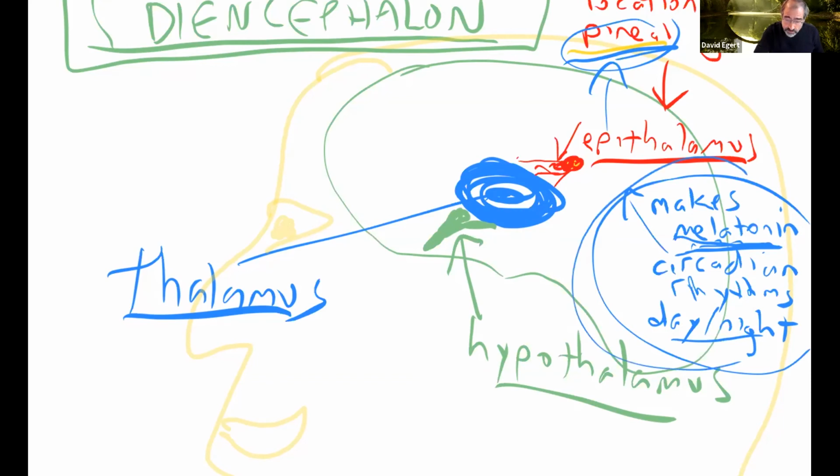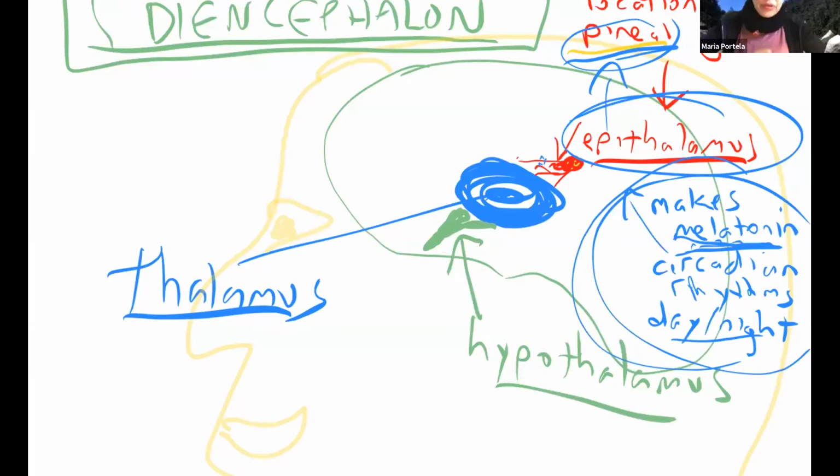So melatonin. The epithalamus also has a choroid plexus in it. What does a choroid plexus do? Produce CSF. Exactly, it produces CSF. So that's the epithalamus.